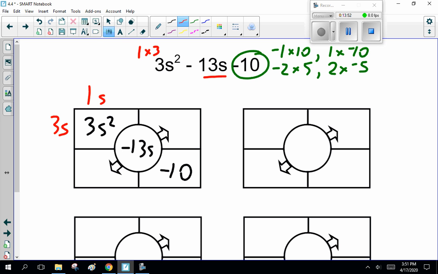But if I go 3 times 1, it might work. Well, let's try that. Minus 1, 10. 1 times 10 is 10s minus 3. No, that doesn't work. That gives me plus 7. Okay. But I'm pretty certain if I went minus 10 here, that's not going to work. So I don't have to do the minus 10 here. That's one I can skip. So let's try this again.